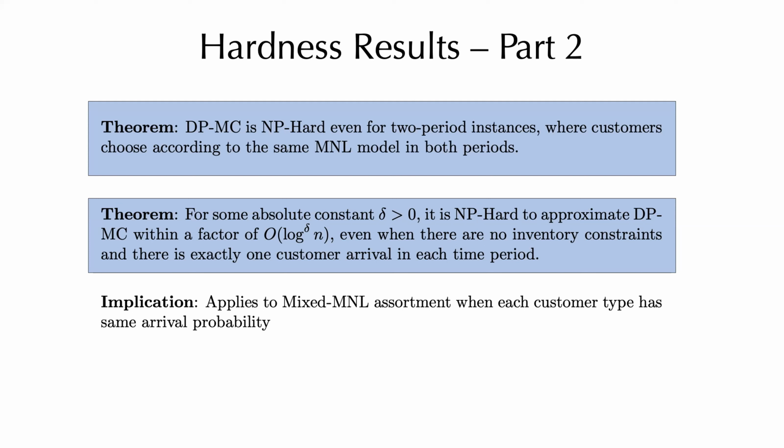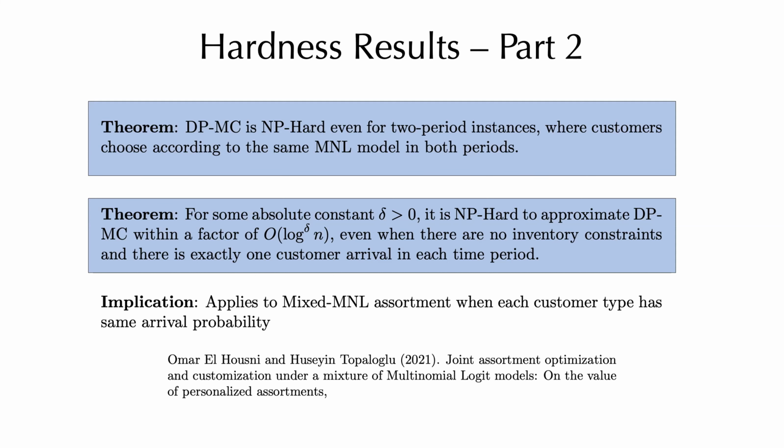So this is the first hardness result for mixed MNL assortment where there are no restrictions on the arrival probabilities between the customer segments. What we're essentially saying is we're looking at mixed MNL assortment where the arrival probability of each customer segment is the same, is uniform. Previous reductions have needed to assume that the ratio can be exponential in, for example, the number of products. But here we're looking at a more realistic setting. We can assume all the arrival probabilities are the same, and we can show you can't do better than this polylogarithmic factor.